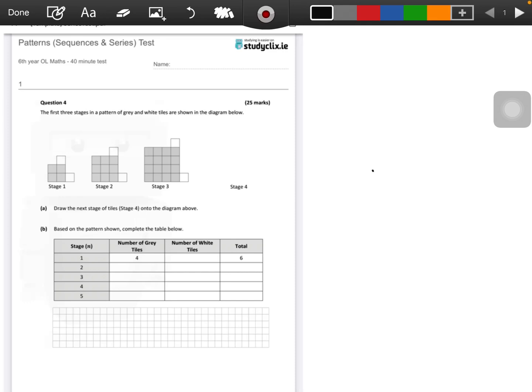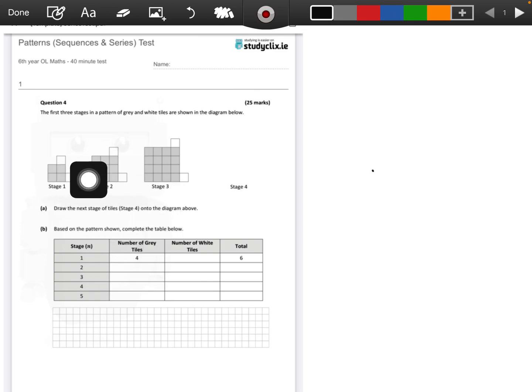Okay, so for our test that we were looking at after we did chapter 7, our patterns test, I'm just going to go through this test in case anyone had any difficulty with any of the questions. This whole test was actually taken from the 2018 paper. The first one says, the first 3 stages in a pattern of grey and white tiles are shown in the diagram below. Stage 1, stage 2, stage 3.